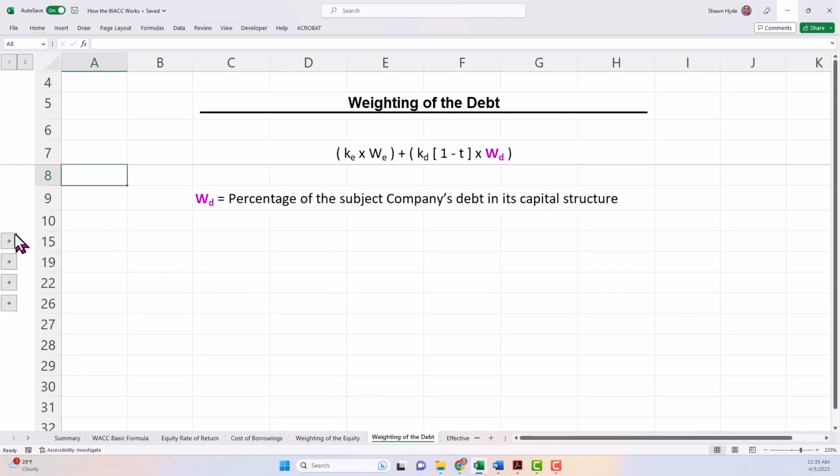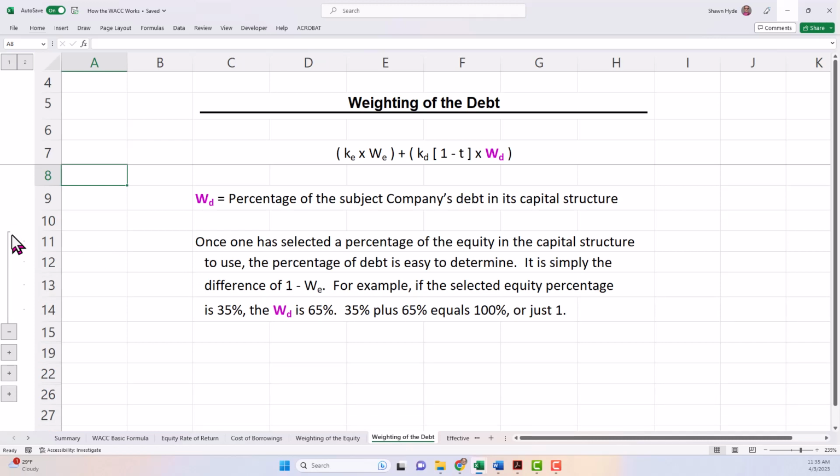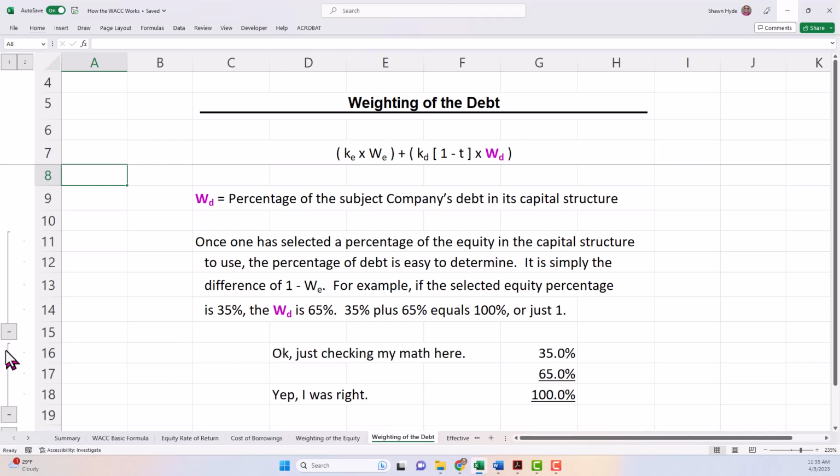Weighting of the company's debt. So once you've selected the percentage of equity, whatever that is, if you looked at publicly traded companies and you say, well, overall, the average of however many of these companies you can look at, debt or equity is based on a percentage, say 35 to 65. That's the ratio you're going to use, fine. But once you have one of those ratios, debt or equity, the other one is simply 1 minus the first. For example, if the selected equity percentage is 35%, then the weight of the debt is going to be 65%, because 35% plus 65% equals 100%, or just 1, right?